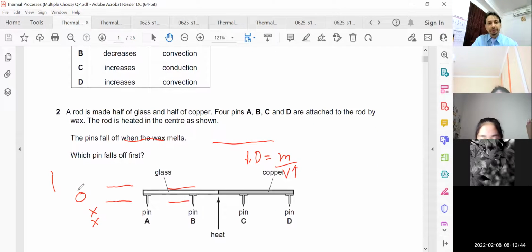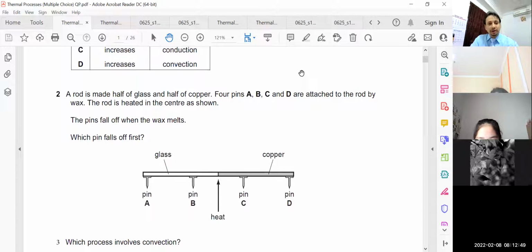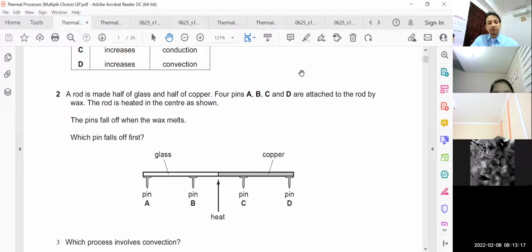Question number two, children. A rod is made half of glass and half of copper. Means one side of this system is a good conductor of heat and one is a bad conductor of heat. Four pins, A, B, C, D, are attached to the rod by wax. The rod is heated in the center. The heat is provided at the center of the system and the pins start falling. So which pin falls off first?